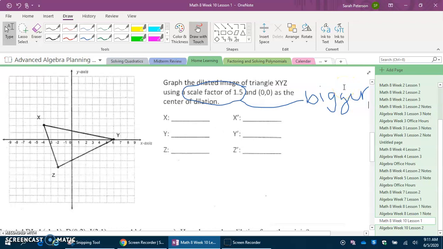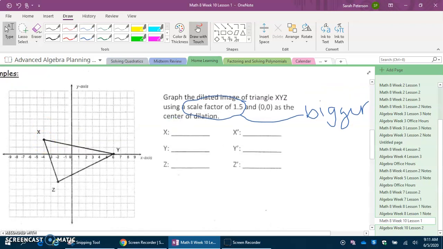So the first thing you're going to do is you're going to write down the points of the original pre-image X, Y, and Z because you need to have the points in order to dilate. So X is going to be right here, so it's -4, 2. And then Y looks like it is 6, 0. And then Z looks like it is -2, -4.